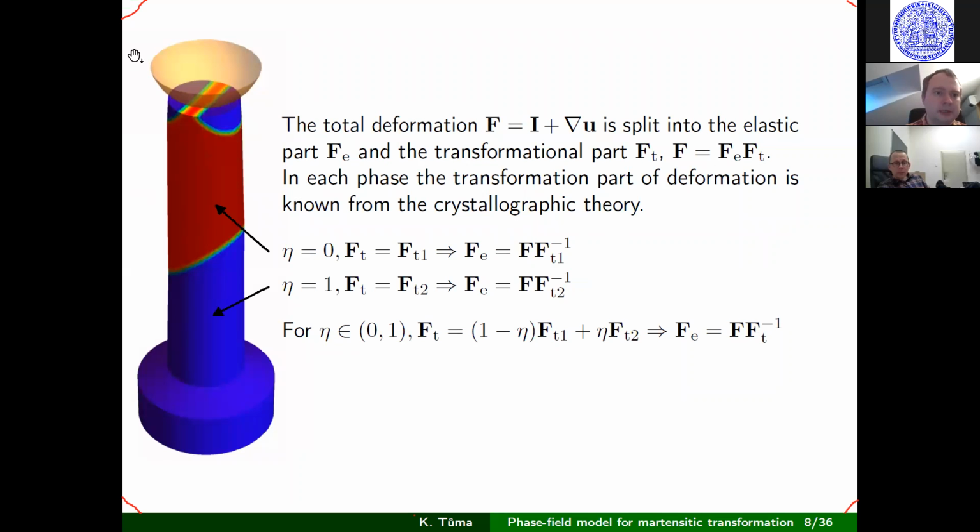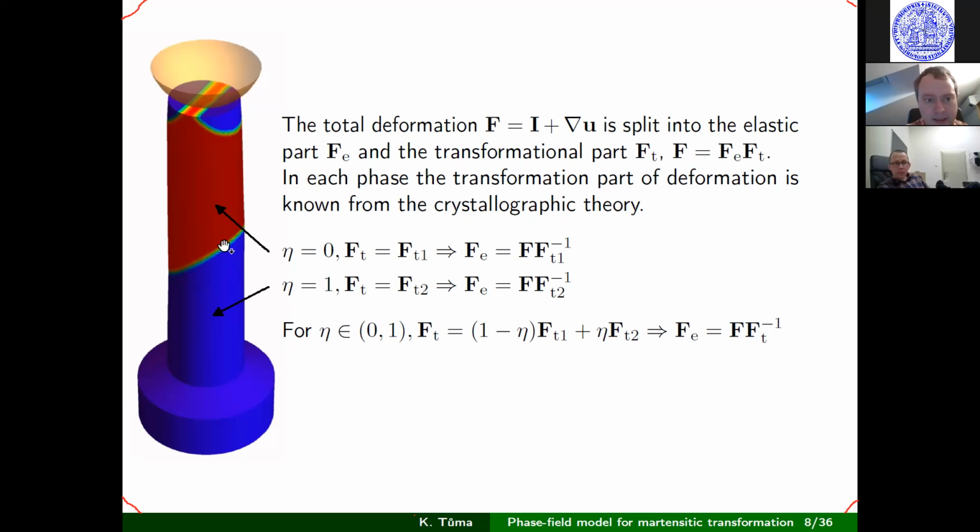So here, this is a picture from some simulation. There is a red phase and a blue phase. In the red phase, let's say that the volume fraction is equal to zero. In the blue phase, it is equal to one. So in the red phase, it is easy. We know from the crystallographic theory how the transformation strain matrix looks like. It is a matrix of numbers, so we can directly compute the elastic part of the deformation gradient from the total deformation gradient. The same holds in the blue phase.